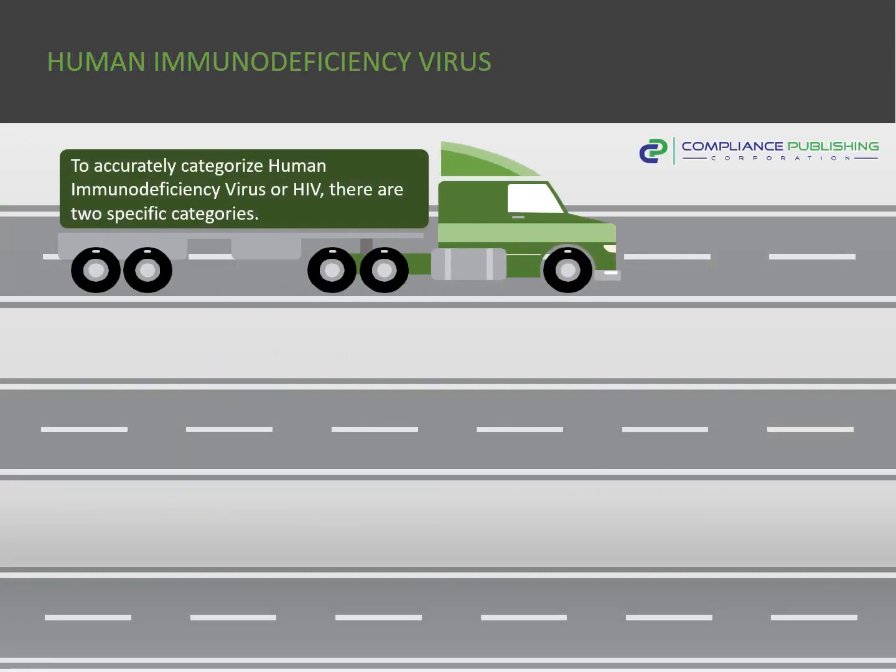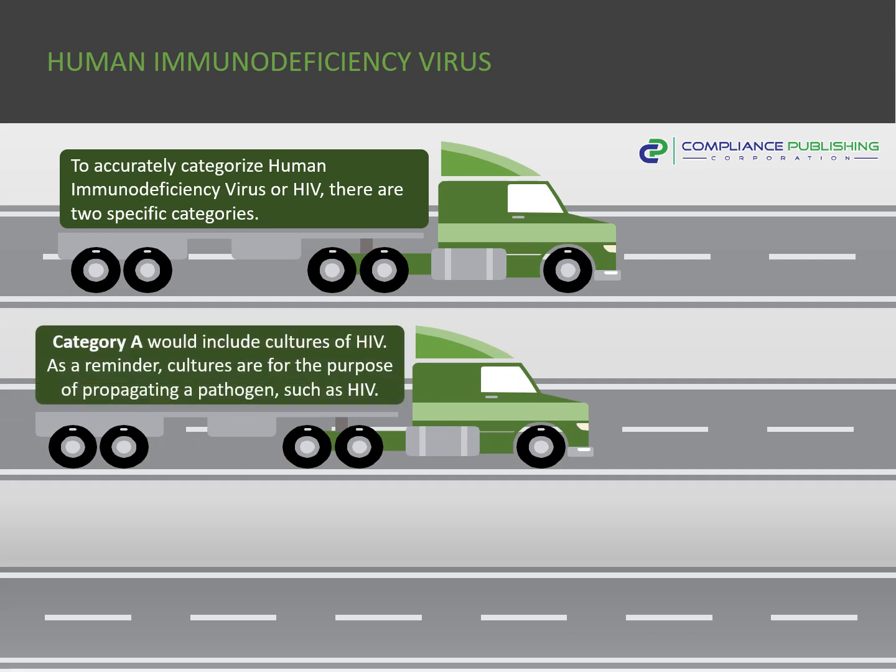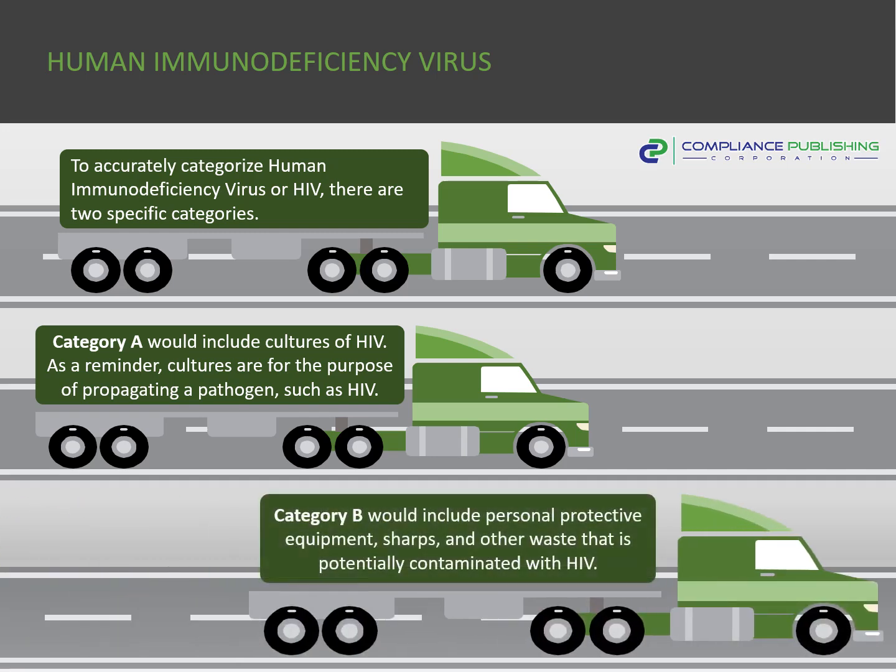To accurately categorize human immunodeficiency virus, or HIV, there are two specific categories. Category A would include cultures of HIV. As a reminder, cultures are for the purpose of propagating a pathogen, such as HIV. And Category B would include personal protective equipment, sharps, and other waste that is potentially contaminated with HIV.